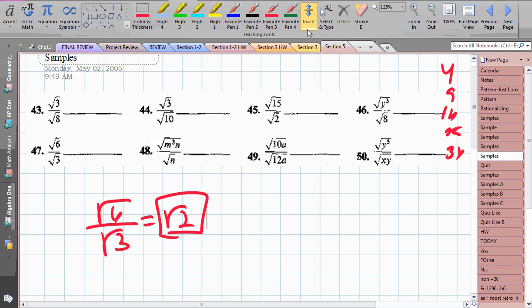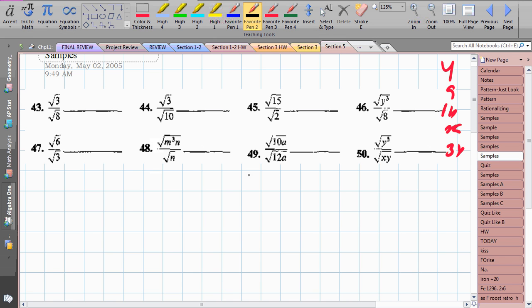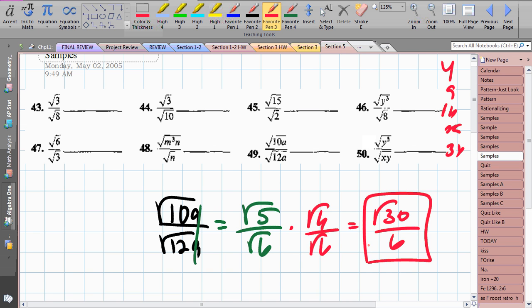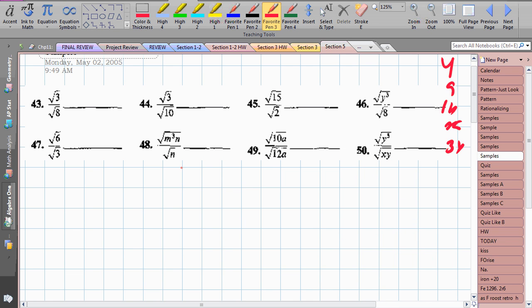Let's try 49 in here. 49 is radical 10a divided by radical 12a. All right. So in this case, the a's are going to cancel. And so I have 10 divided by 12. Well, I know 2 goes into both of those numbers evenly. That's radical 5 over radical 6. And now I still have to get rid of the radical 6. So now I'm going to multiply the top and the bottom by radical 6. And that's radical 30 all over 6. And that's the final answer. Nothing can be simplified. Let's go take a look at these last couple here with these variables.